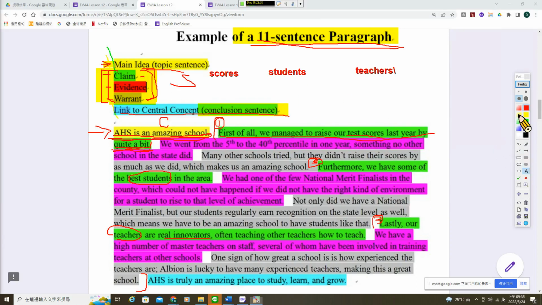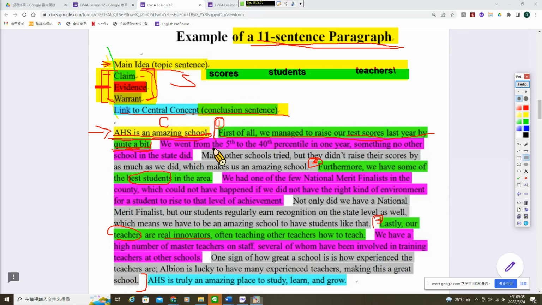But these are only claims. You say so, but could you prove it? So when you say this is the claim, right? This is the claim, but would you like to prove that the schools, the students, and the teachers described in your sentences here are so impressive? Okay, so now the evidence. The evidence for the first claim: first of all, we managed to raise our test score last year by quite a bit. You can see this is the evidence.